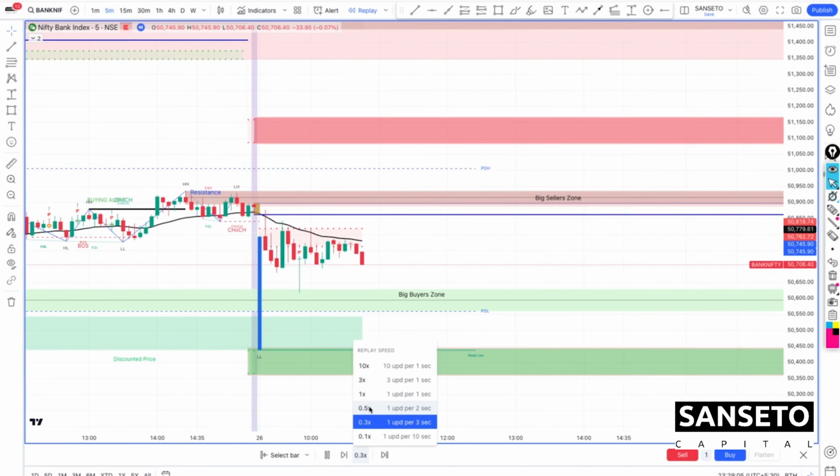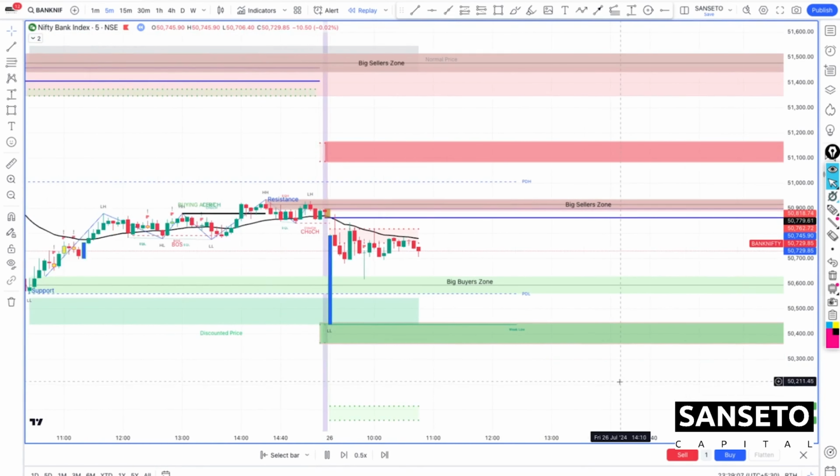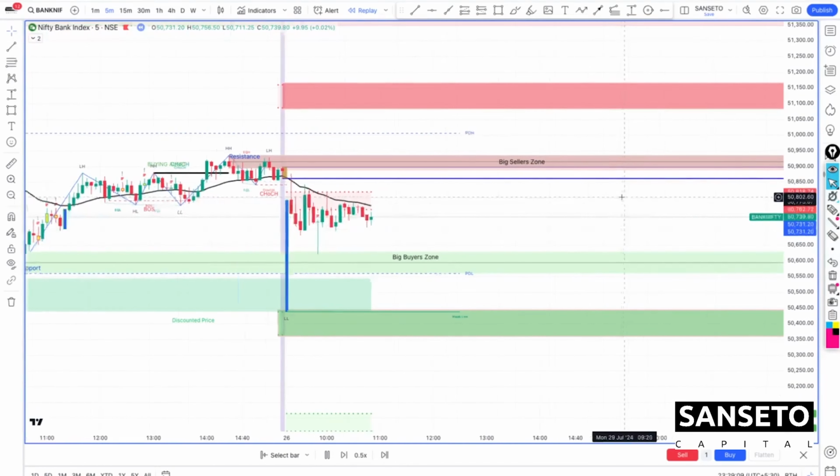So in the interest of time, I'll just make it like 0.5 speed. I'll pause it whenever there is a huge move coming.